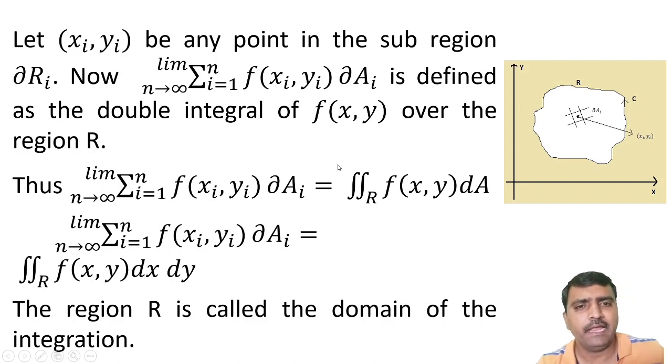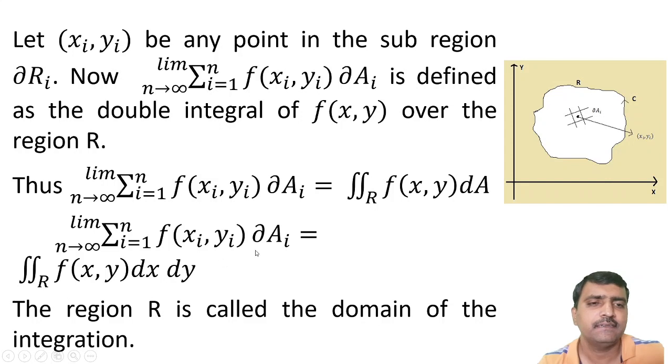That value is denoted like this, the double integral. This is the indication of the double integral: double integral of f of x, y dA over the region R. We can write this as limit n tends to infinity, summation of i equals 1 to n, f of x i, y i delta A i, which is the same as double integration over R of f of x, y dx dy. What is this dx dy? dx dy is the area dA.